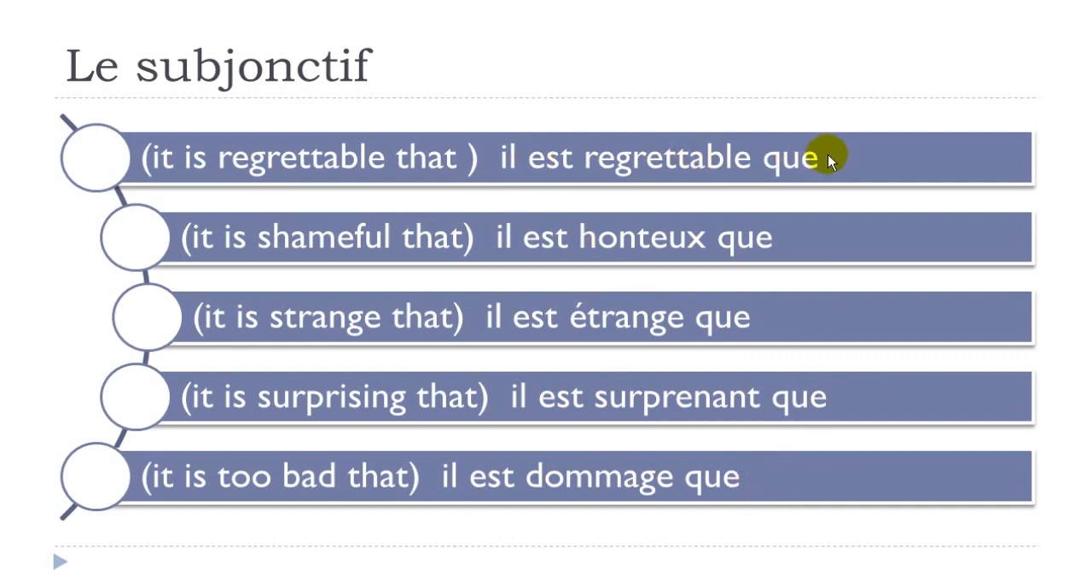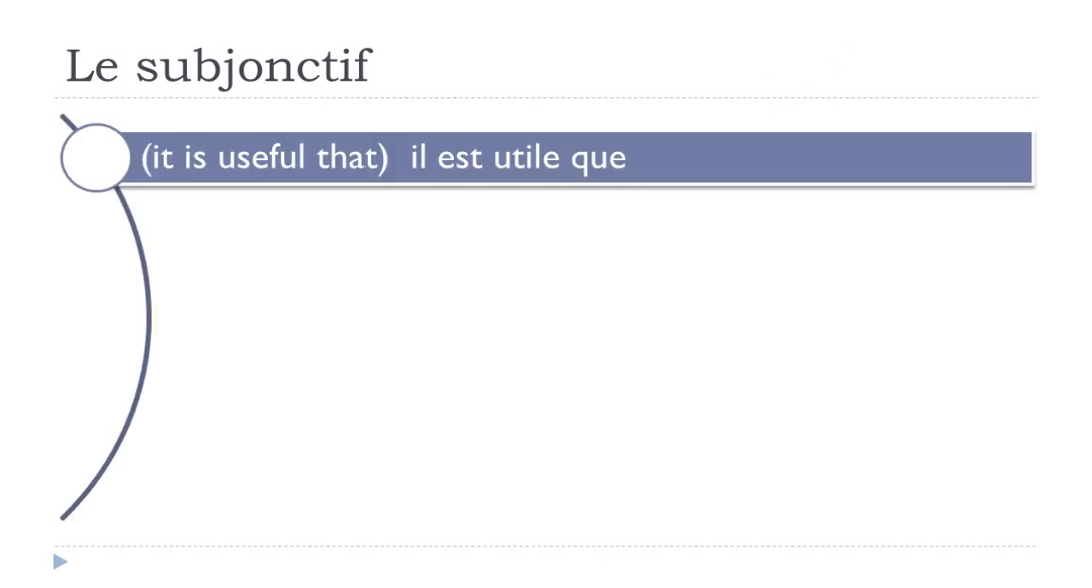Il est regrettable que. Il est honteux que. Il est étrange que. Il est surprenant que. And il est dommage que. And remember, after all these expressions, you will have to use le subjonctif. All right? Let's continue. Il est utile que.